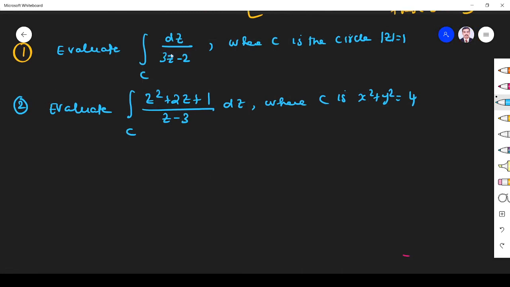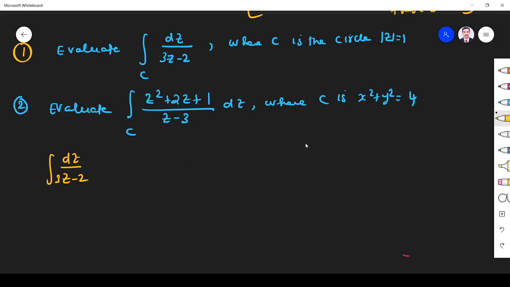evaluate the integral over C of dz by 3z minus 2, where C is the circle mod z is equal to 1, right? So what is the question? Integral of 1 by 3z minus 2. Here we are going to evaluate by using Cauchy's residue theorem. If you evaluate by using Cauchy's integral formula also, you will get the same answer that I have posted in some other video. This is our question.